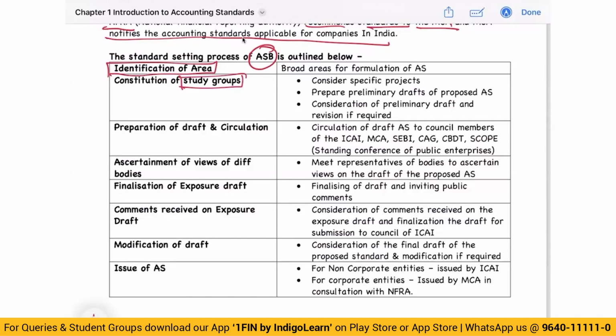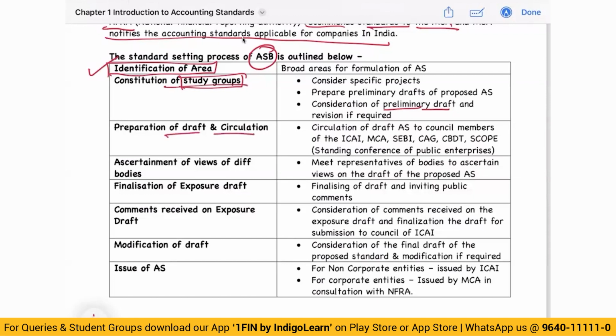They will do research. They will create multiple drafts, and they will have a preliminary draft ready, which will be submitted to various other parties as part of the next step. So first you identify the area. For example, we need a standard on agriculture. So we'll identify, okay, we need an agriculture-based standard, first thing. After we have done that, we'll prepare a draft and circulate the draft.